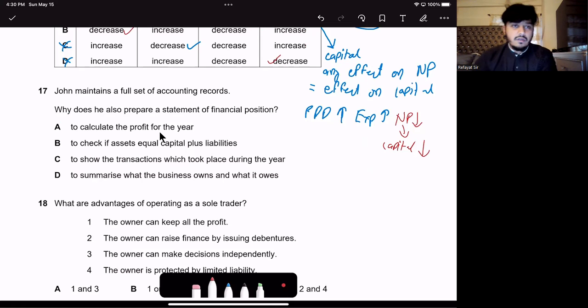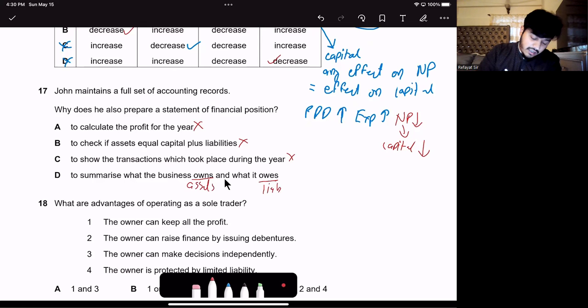So option A, to calculate profit? No. To check if assets equal capital plus liabilities? No. To show the transactions which took place during the year? No. To summarize what the business owns and what it owes. Owns means assets, owes are liabilities. So the statement of financial position is mainly done to summarize the assets and liabilities of a business. B is the answer.